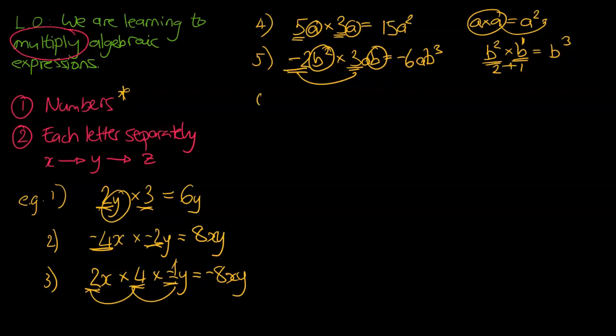So let's do a harder one for that. So question 6. Let's say we've got 4a to the power of 3 times 7a to the power of 4. So we deal with the numbers first.